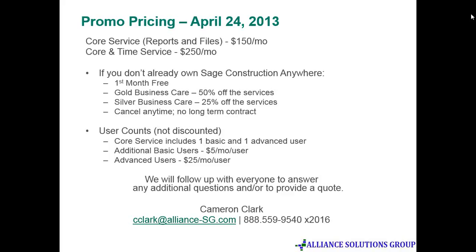Let's see. Can you enter time by job/phase, then cost code? Right now it's just job and cost code. For Sage 300, I think they're referring to extras, and it doesn't have that link currently. All right. Next question.